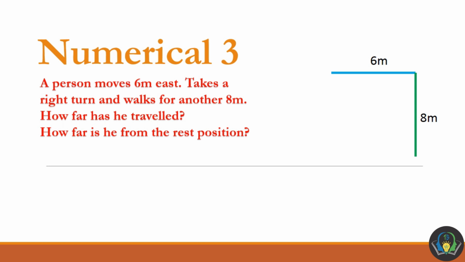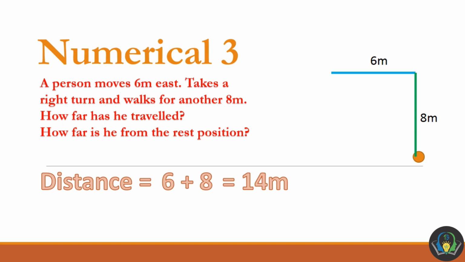How far has he traveled? That is basically nothing but the distance traveled by the object. So how far has he traveled from this to this motion? The distance will be 6 plus 8 meters, which gives us 14 meters. Extremely simple to understand. Okay, so we proceed further.